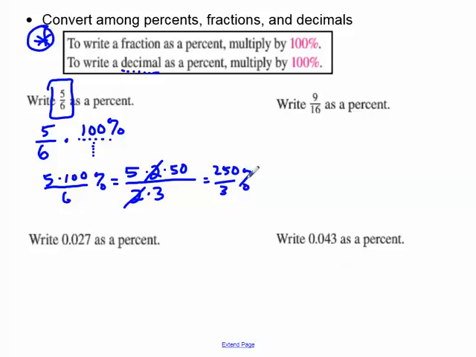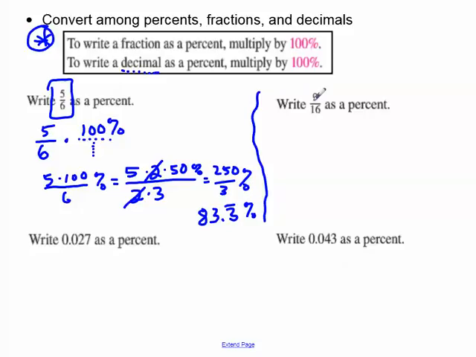I can do long division. I can pull out the calculator, and I think I know what the answer is going to be. 250 divided by 3 is, yep, 83.3 repeating percent. And there we go. There's our percent. We've converted a fraction into a percent, which is the same as converting a decimal into a percent by multiplying by 100%. The only thing I forgot here was to write the percent here. Not a big deal though.